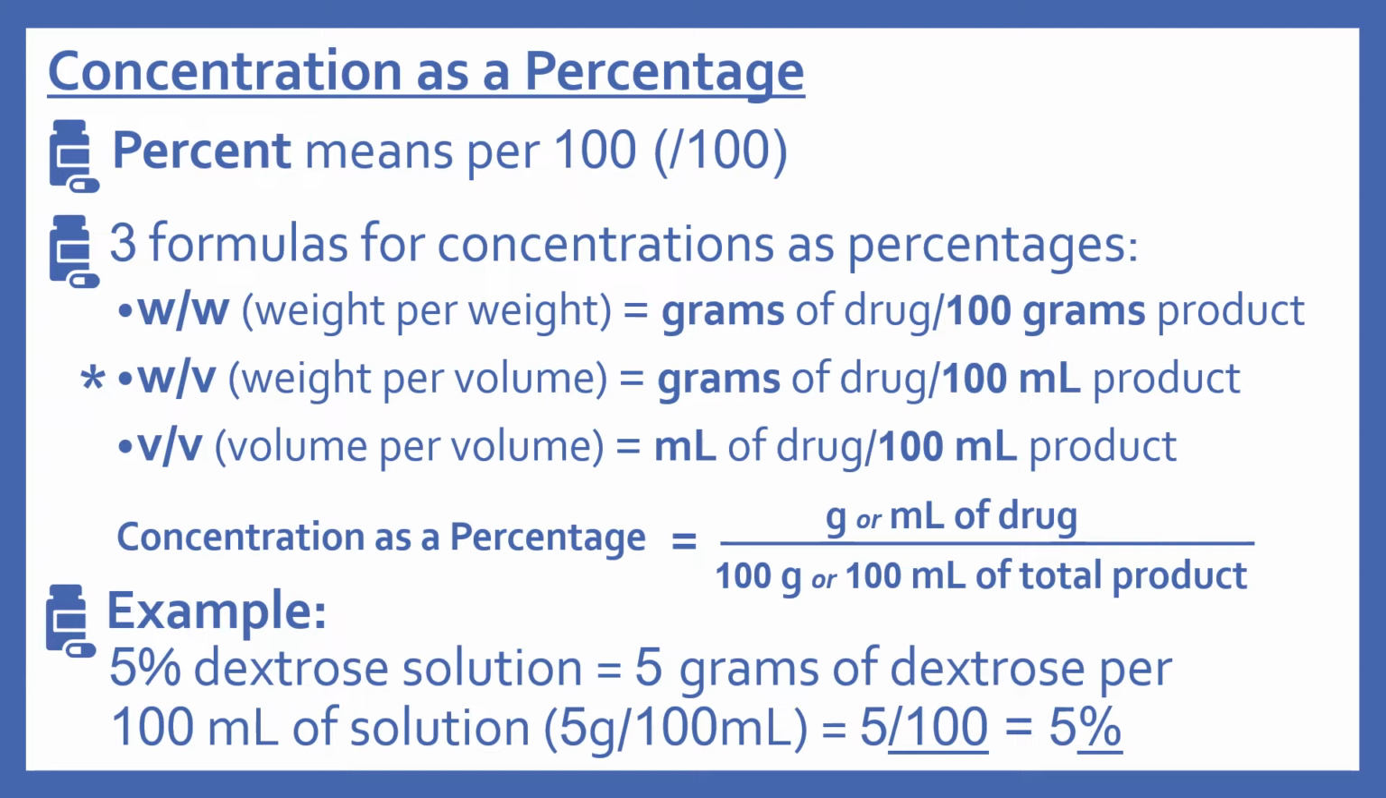So you can think of the formula for concentration as a percentage as grams or milliliters of drug per 100 grams or 100 milliliters of the total product. And I'll give you an example here. If we have 5% dextrose solution, this means there are 5 grams of dextrose per 100 milliliters of solution. So 5 grams per 100 mLs. That is equal, you can say 5 per 100, which remember percent means per 100. So 5 per 100 equals 5%.